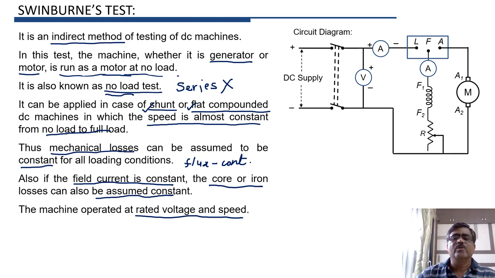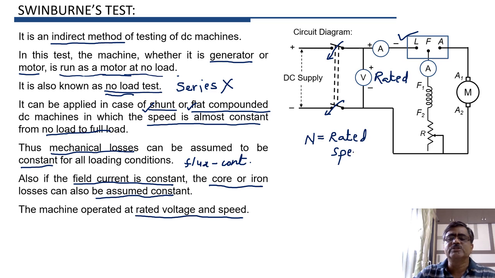Now in this method, first of all, we have to start the machine as a motor. So we have to connect the circuit as per diagram, and then we have to close the main switch. Then with the help of starter, we have to start the machine. We have to adjust the voltage at rated voltage. So this voltage must be equal to rated voltage, and speed of the machine N is also adjusted at rated speed, and this speed adjustment can be done with the help of this field rheostat R.